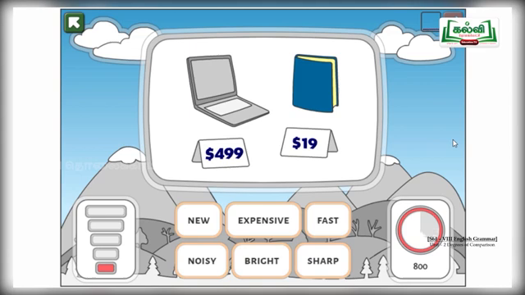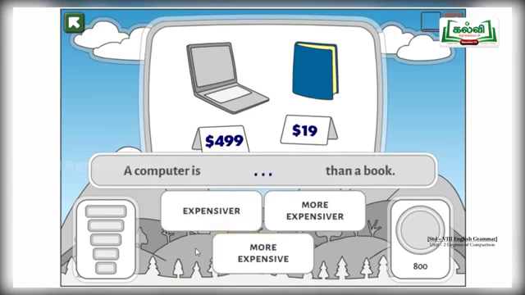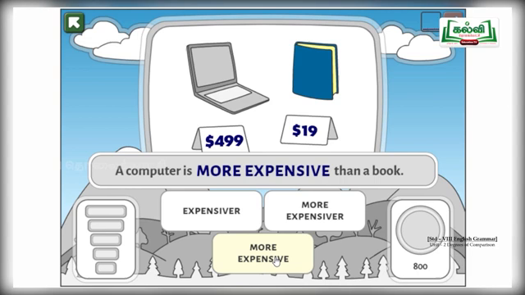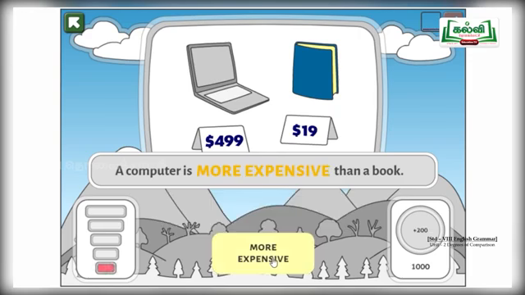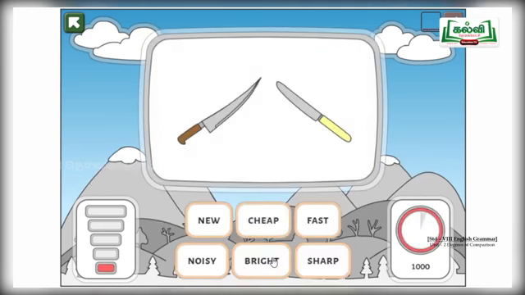One more question. See here, the laptop costs $499. The book costs $19. So is it new, expensive, or fast? Which adjective will suit here? Yes, expensive. Let me click this. A computer is not expensiver, but more expensive than a book is the right answer. So let's go with more expensive here. Let's check if it is right. Yes, it is the right answer.